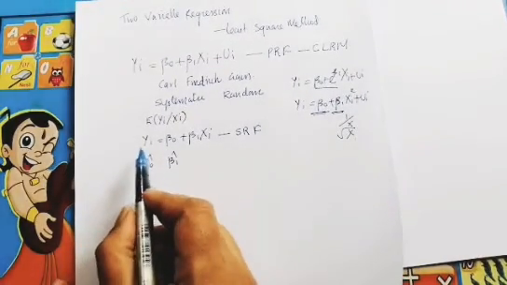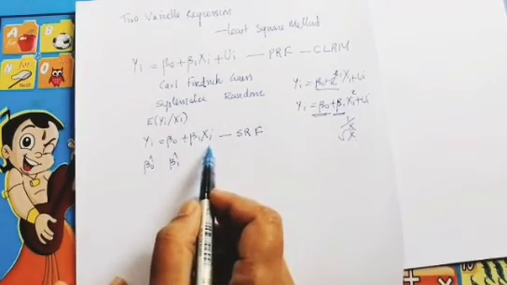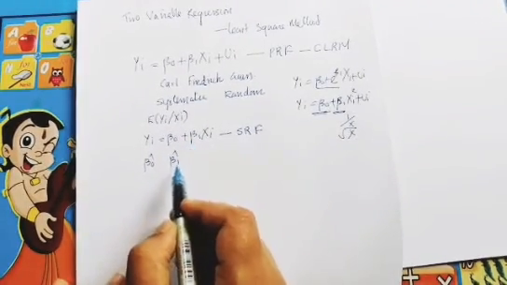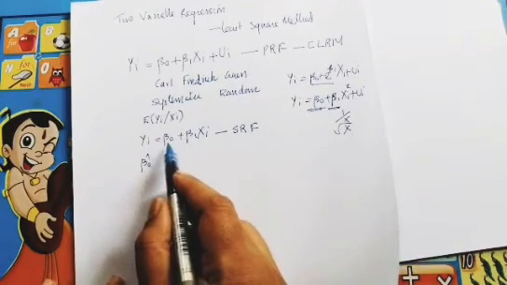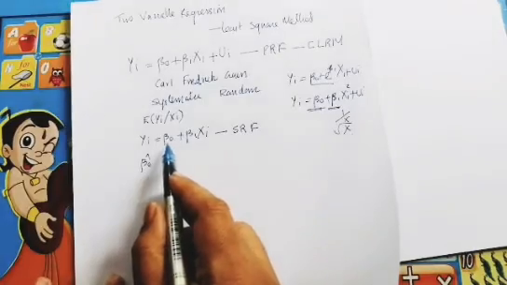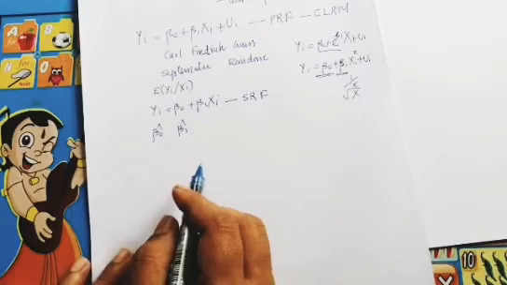And I already said that if Yi is equal to consumption and Xi is equal to income, then beta 1 is nothing but the marginal propensity to consume, and beta 0 represents the autonomous consumption. And we can move on to the least square method.